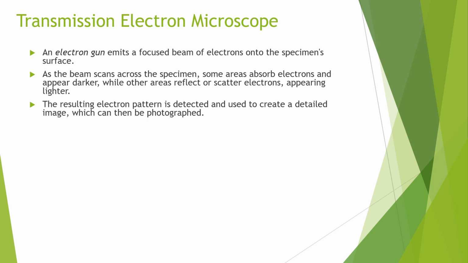As this beam scans over the specimen, the electrons interact with different areas in distinct ways. Some areas absorb more electrons and appear darker, while others scatter or reflect the electrons, appearing lighter. This interaction pattern creates a highly detailed image, which is then detected and can be photographed for analysis.